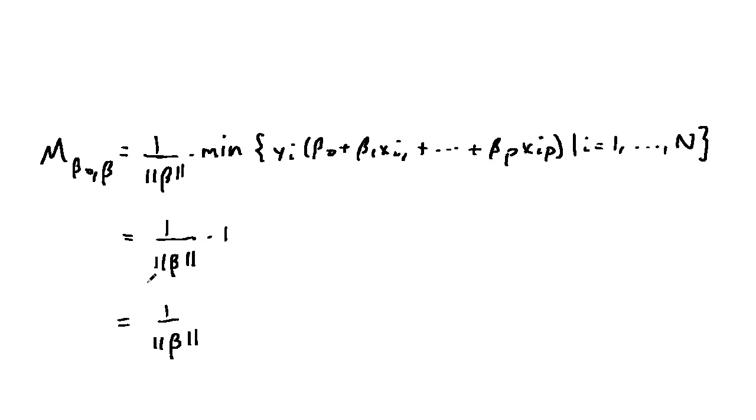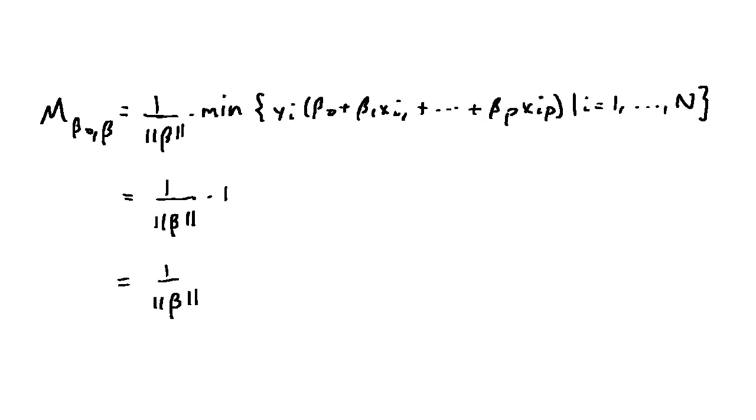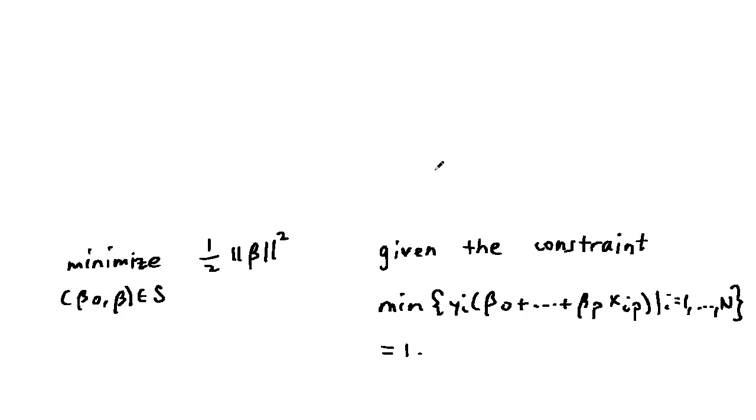Okay, so maximizing m sub beta naught beta is the same as minimizing the norm of beta, which is equivalent to minimizing 1/2 the norm of beta squared. So our problem becomes: minimize 1/2 the norm of beta squared, where beta naught beta lies in S, given the constraint that the minimum of this is 1.